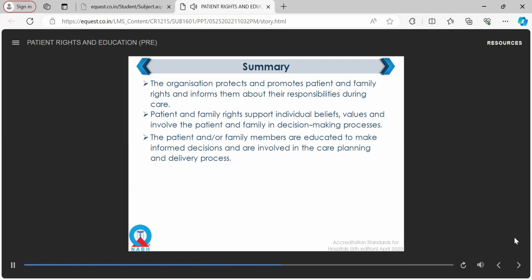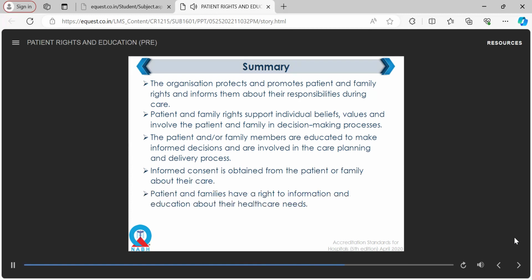delivery process. Informed consent is obtained from the patient or family about their care. Patients and families have a right to information and education about their healthcare needs. The organization has a mechanism to capture patients' feedback and to redress complaints.